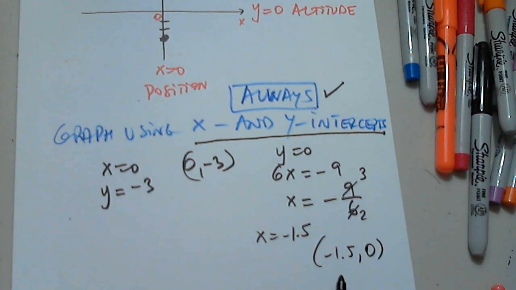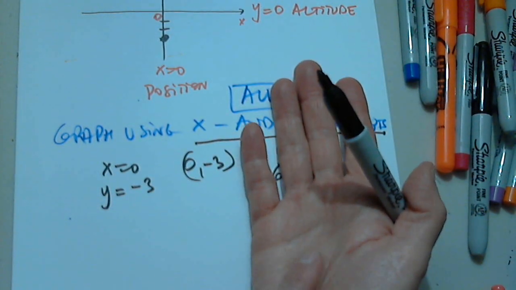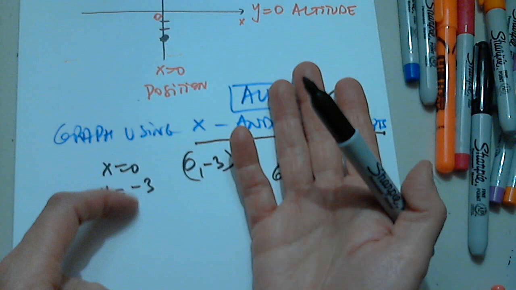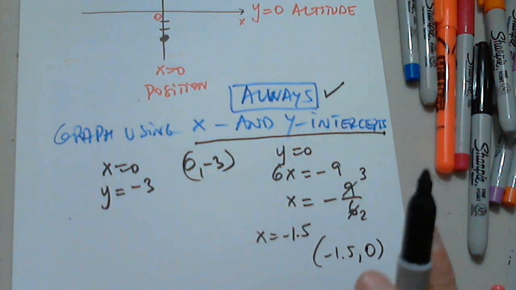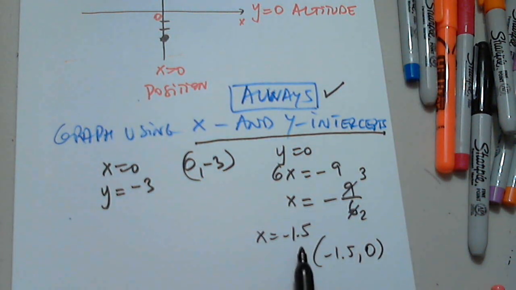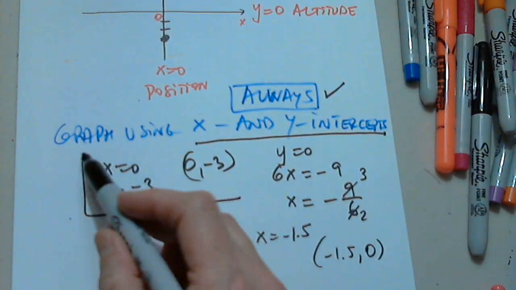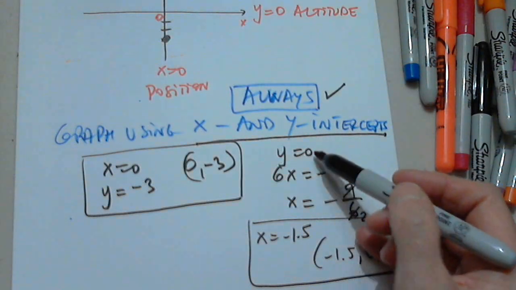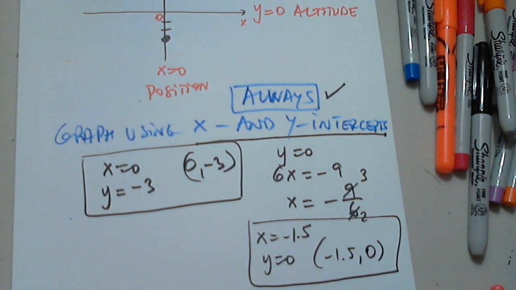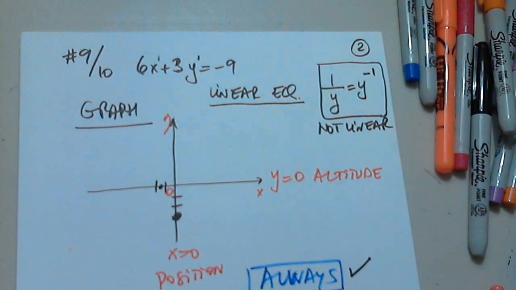Be careful how you create the point. Notice that I did not wait to find the other one to create the point. Create the point at the moment you find it. Because I've seen it done. Students write -1.5 comma -3. No, these are completely separate, with y equals 0. So -1.5 comma 0 is right here.